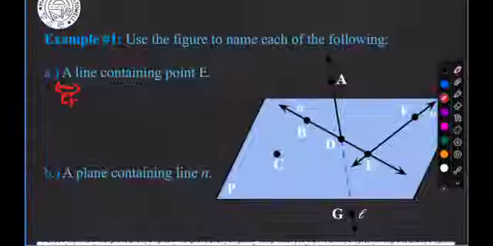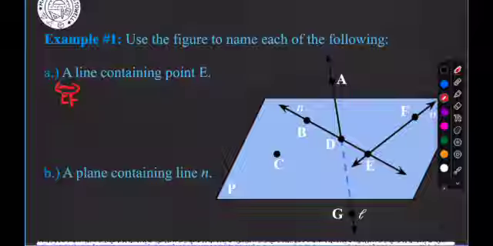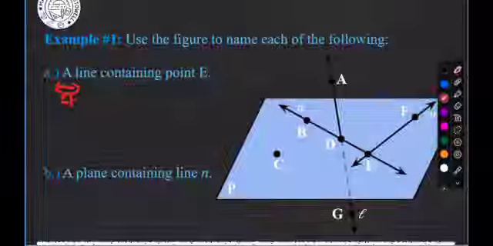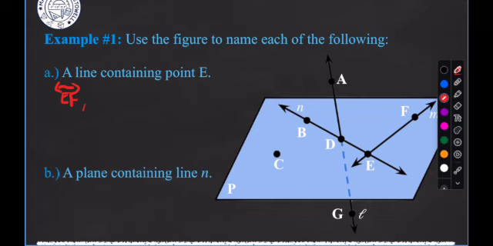EF, or you can say FE, either or. Order does not matter. We can put the F first or the E first. It does not matter. We could also say, wait, this line here is considered line M. This line right here is considered line M. So we could also say line M.